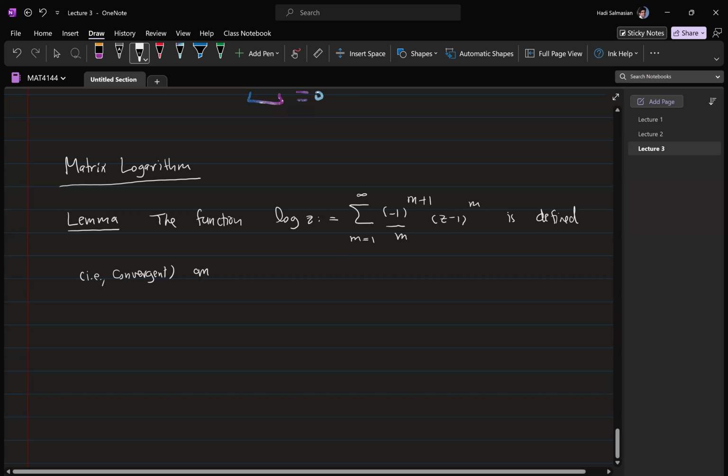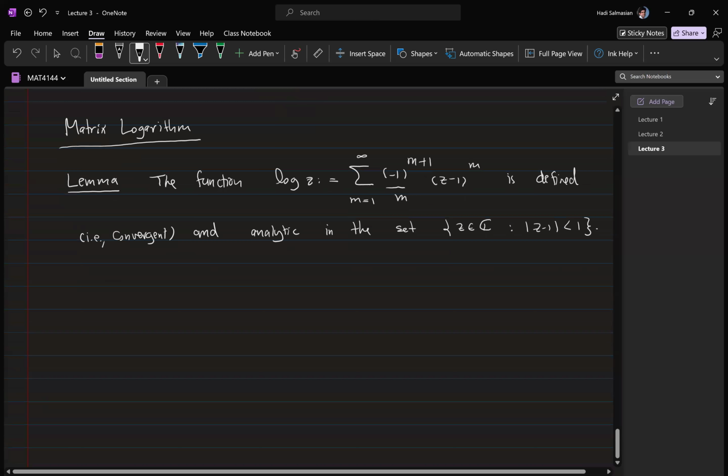And I will use this term, and I don't know how many of you are familiar with this, but I just want to use it, and assume that you know what this means. Analytic in the set of complex numbers which are within one radius of number 1. Note that this is a power series expansion around 1. It's not around 0. So this radius of expansion should be computed around 1, not 0. Okay?